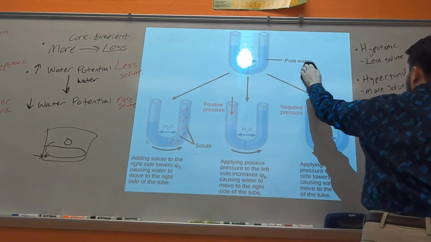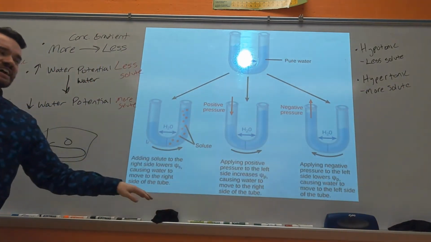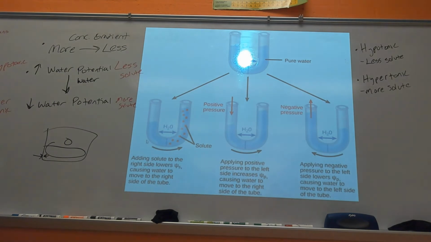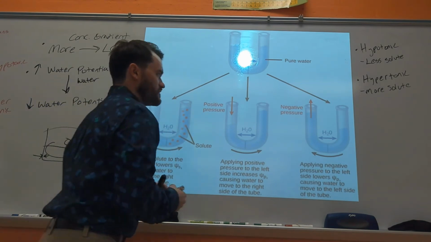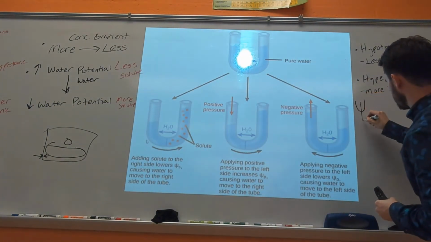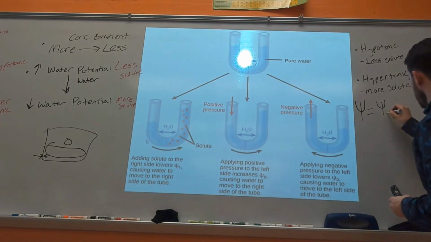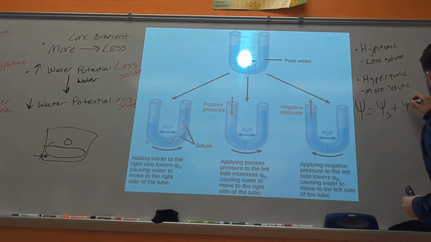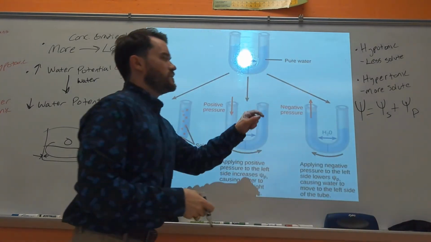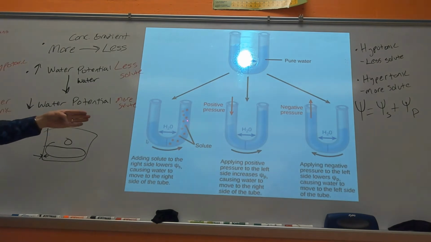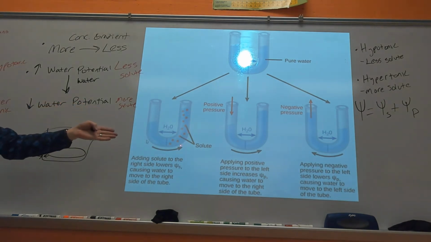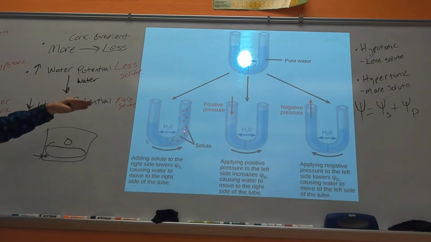Purpose of this picture is to try to get you to understand where the pressure comes from in that formula. And let me write the formula down so you have it for reference. So water potential, or psi, is solute potential plus the pressure. So here, here's pure water. Let's say I put a bunch of solute to the right of this membrane. Well, now this is hypertonic, right? I have more solute, so the water would like to go from left to right.